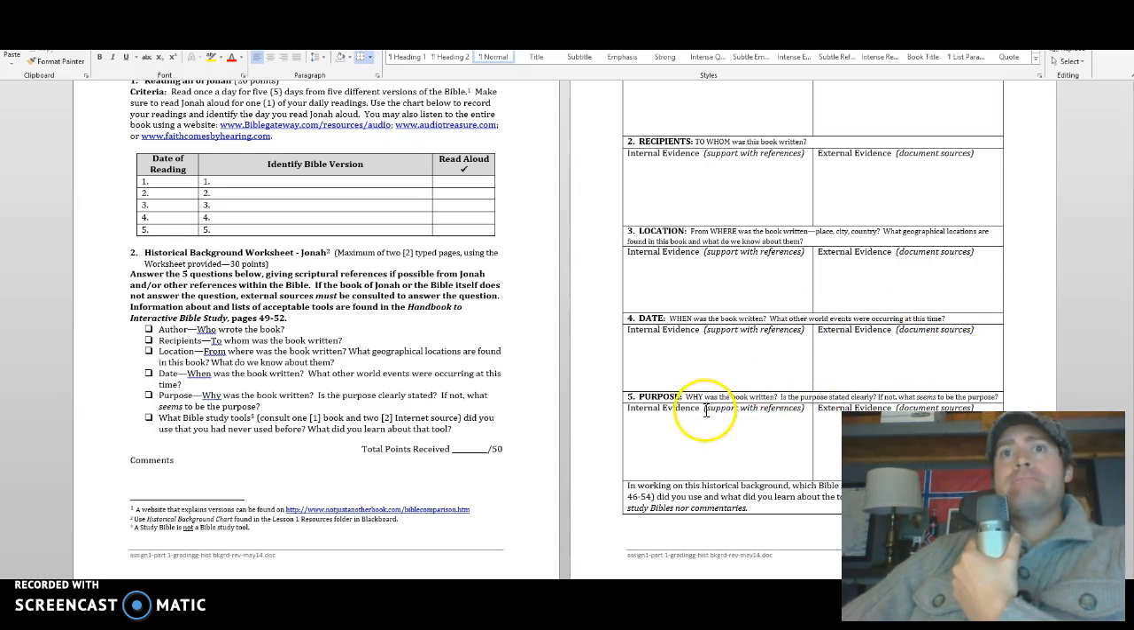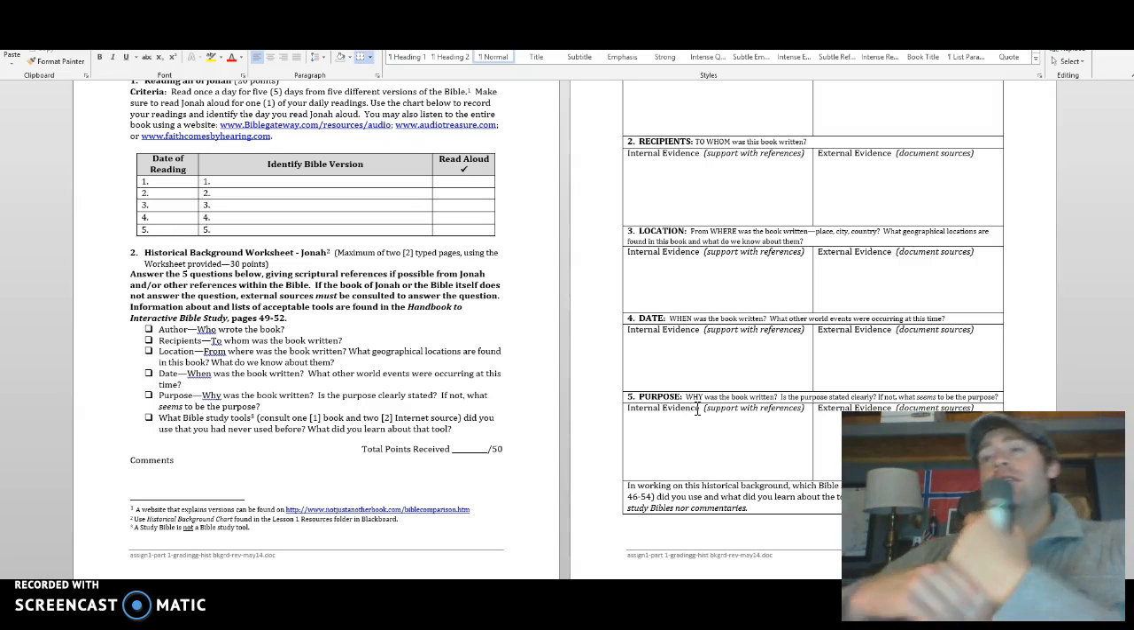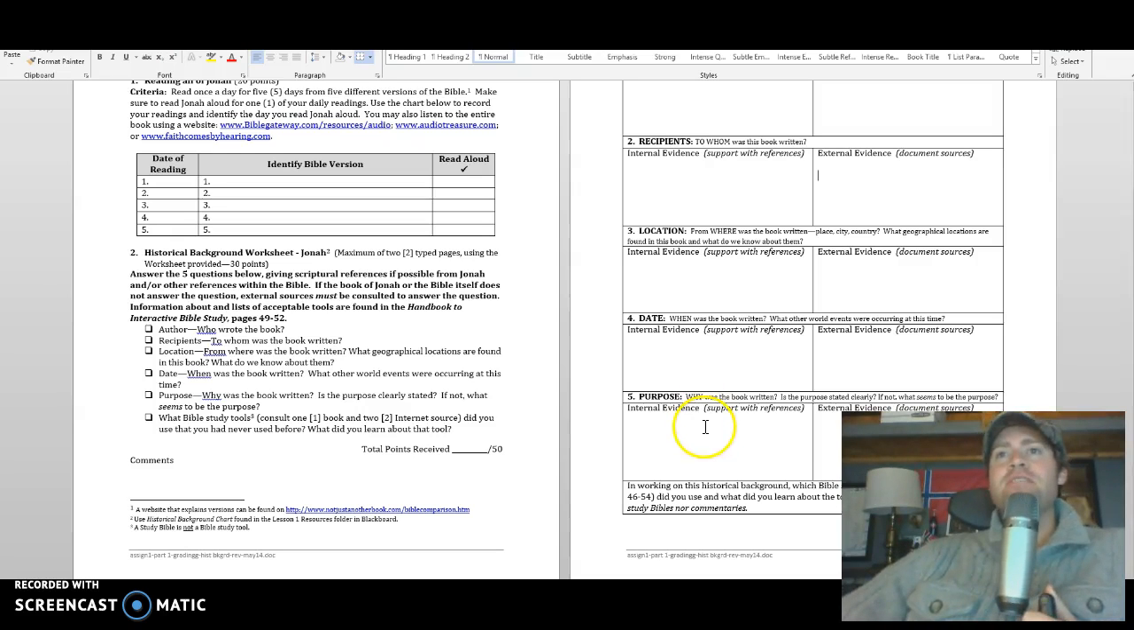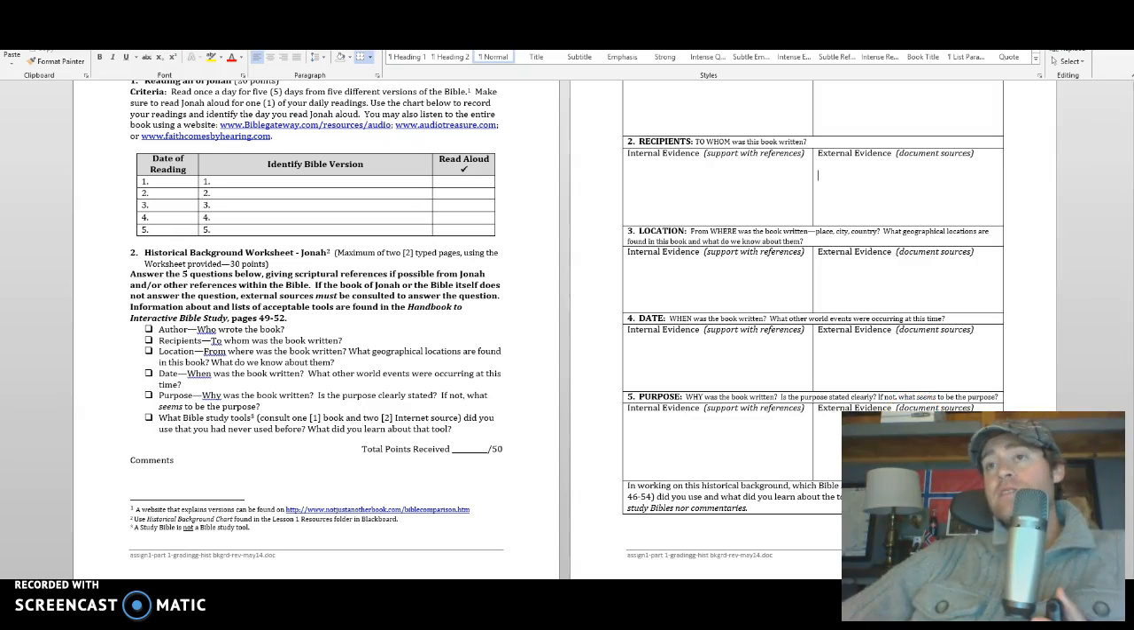Okay, and then the purpose. Why was the book written? Like, why did Jonah even write this? And why was it included in the holy writings of the Old Testament? Is the purpose of the book stated clearly? Sometimes it's very clear why a book was given. Other times it's not. You have to discern that from other passages of Scripture, or just other places in general, like knowing history and so forth.